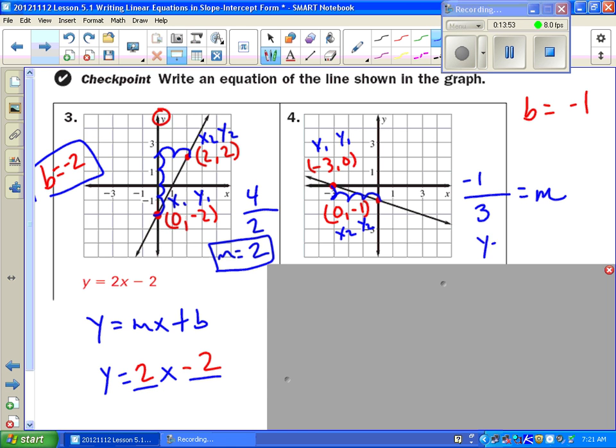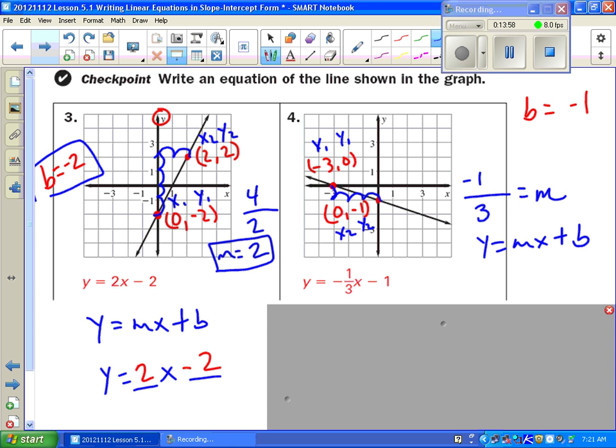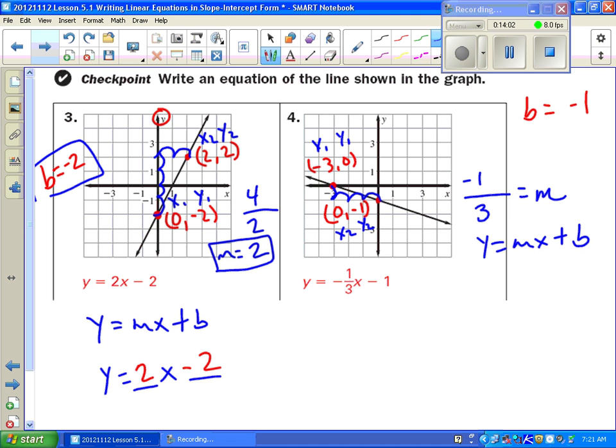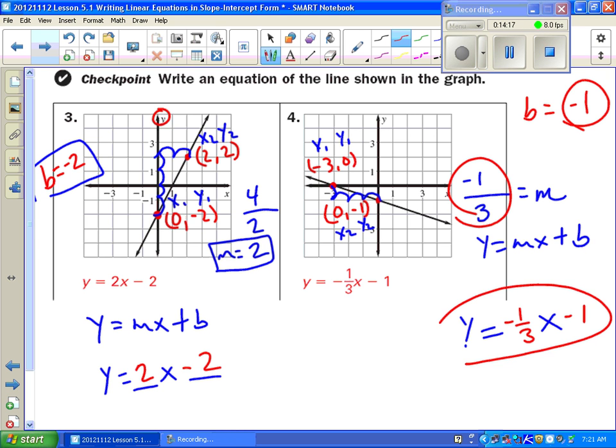So y equals mx plus b. Again, you're going to plug in the values that you have. You leave y, leave equals, and leave x. And all you do is plug in m's value. You have m's value right here, negative 1/3. And b's value, you have it right here. Plus a negative 1 is the same thing as minus 1. So y equals negative 1/3 x minus 1.